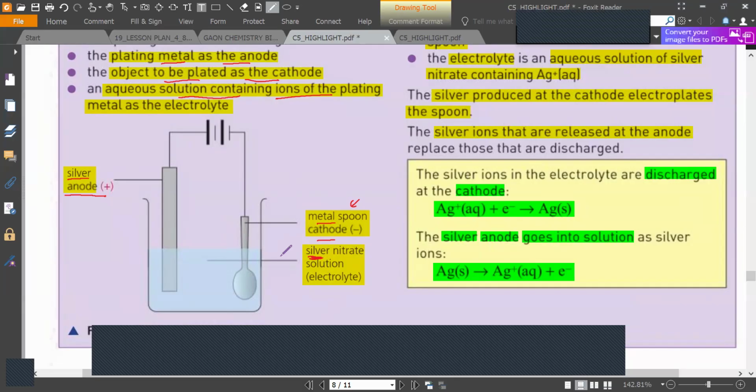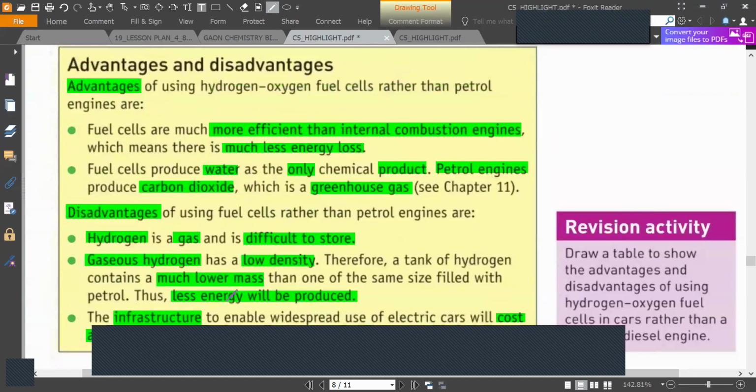So what is happening here? Here we want to coat with the silver. This is negative, this is positive. So what happens here? The silver ion will be attracted to here, and also the hydrogen ion. So we have these two choices. Which one will react? As we mentioned before.